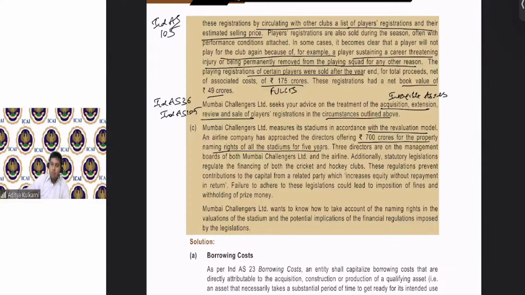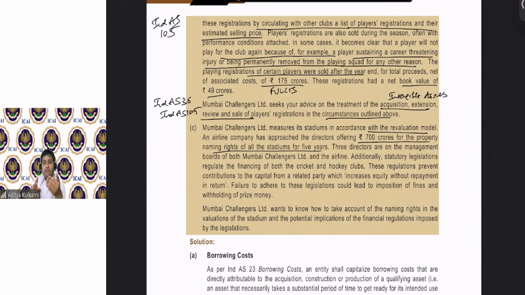But the problem is now Mumbai Cricket Association, or in this case Mumbai Challengers, is doing the accounting on a revaluation model. And revaluation model means you have to follow the fair value, and fair value will comprise of not only the cost but also the cost of these assets. And now the problem is Mumbai Challengers Limited will not know what is the fair value of the right that it is going to get. So therefore, it has to adopt a fair valuation approach. It has to adopt a fair value hierarchy.